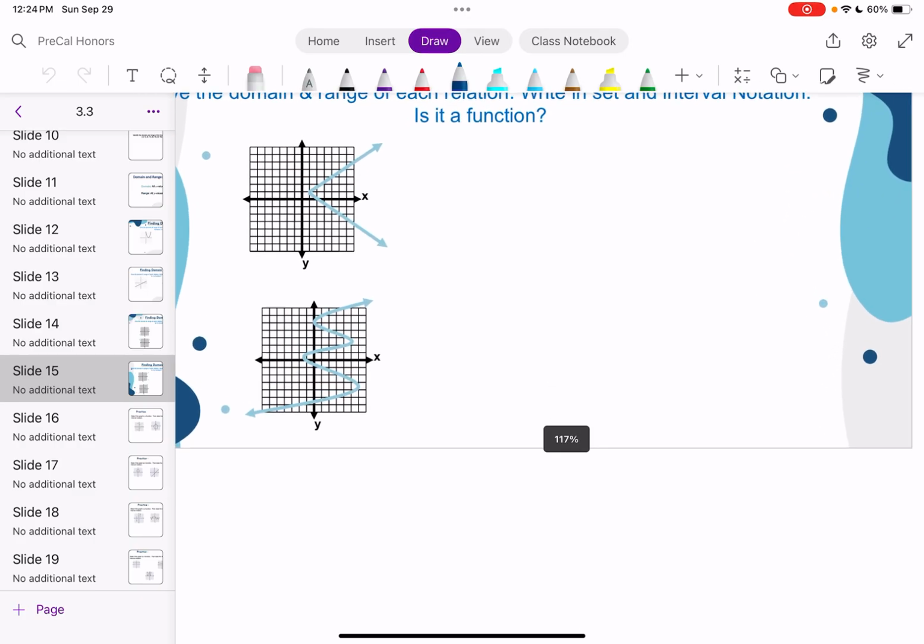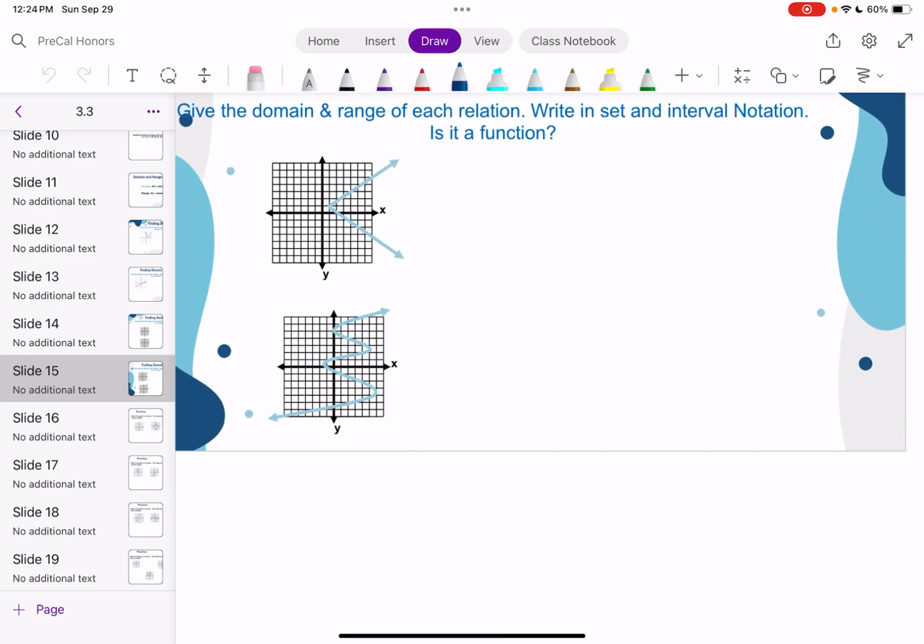Slide 15, we have a very similar problem to slide 14. Once again, we are looking for the domain and the range in interval and set notation for each, and to determine whether or not it is a function. Let's begin with our first problem.